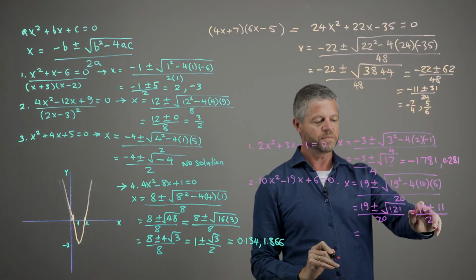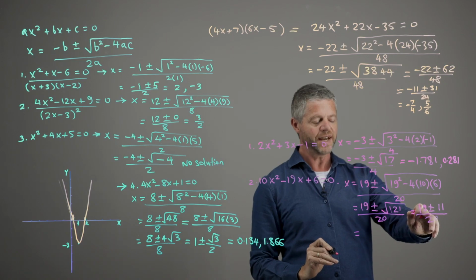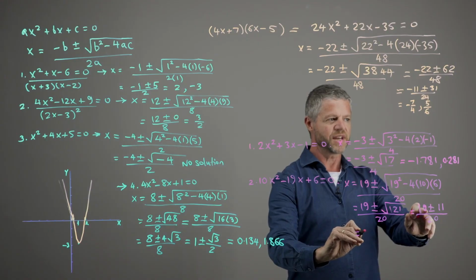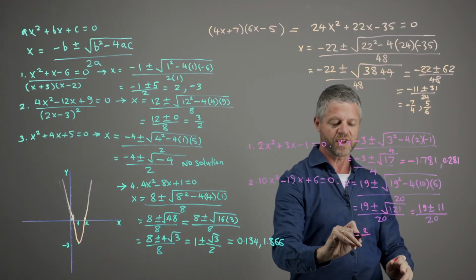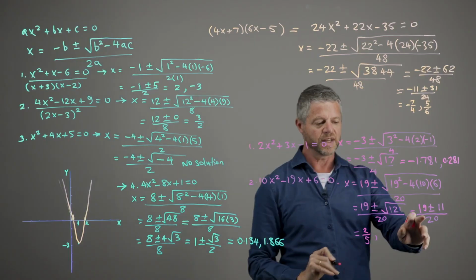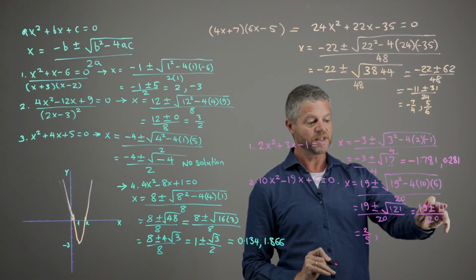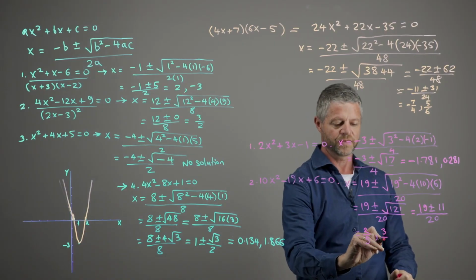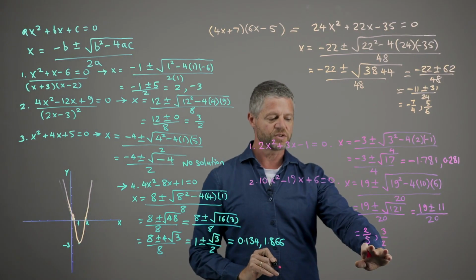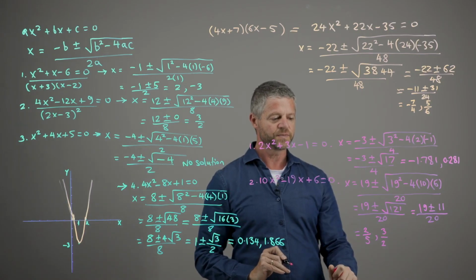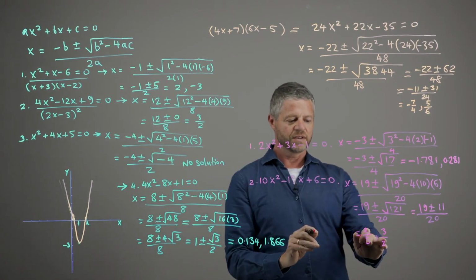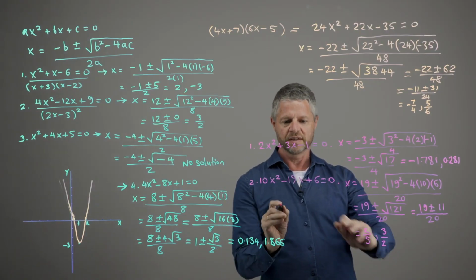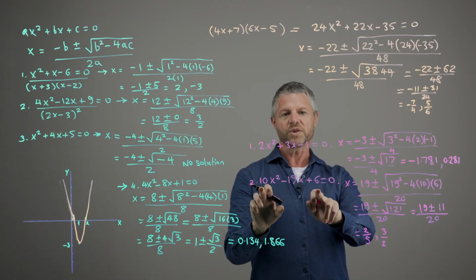So 19 minus 11 will be 8. So 8 over 20, if we reduce that, we get 2 over 5. And the other root, 19 plus 11, would be 30 over 20, so 3 over 2. So those are our two roots, 2/5 and 3 over 2. And given that we've got rational solutions here, that implies that we could have factored this.